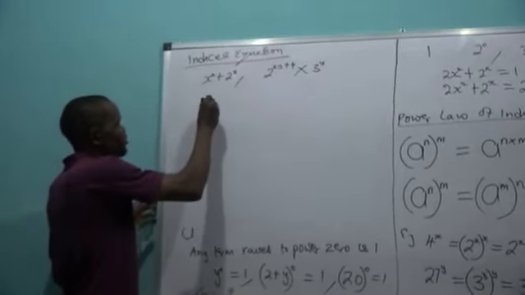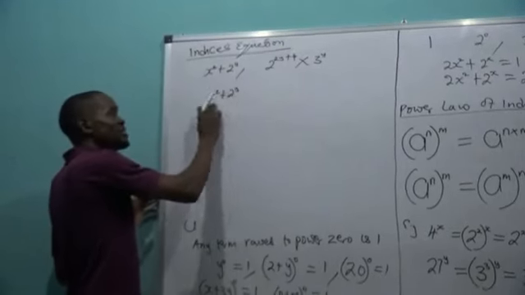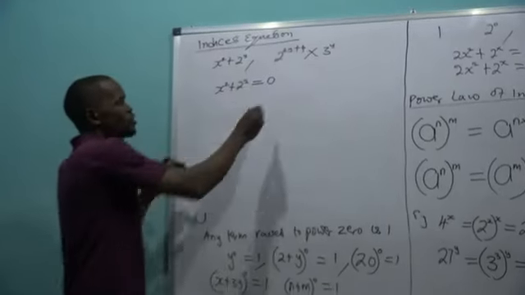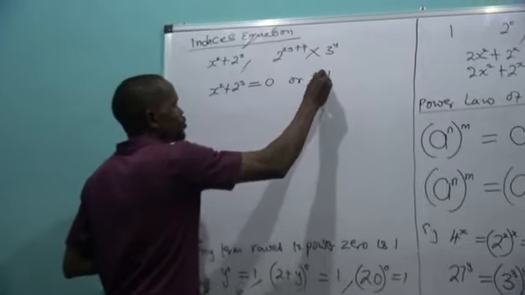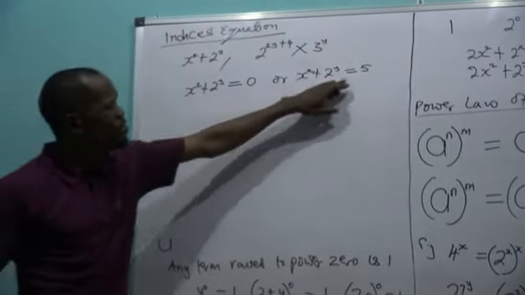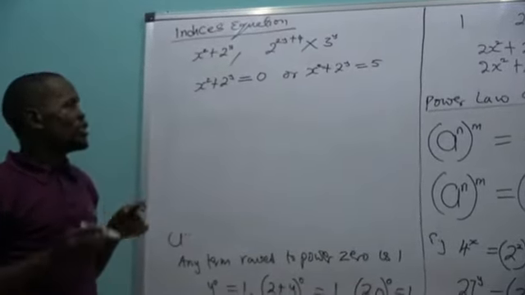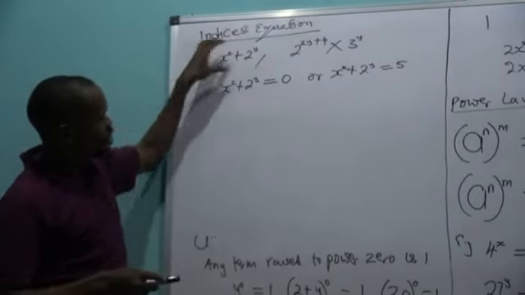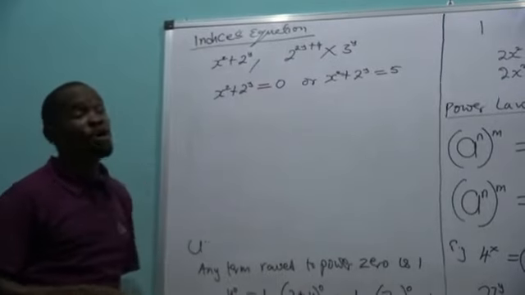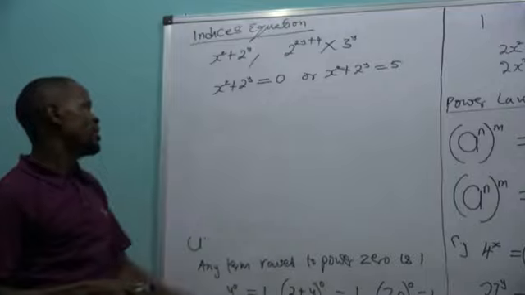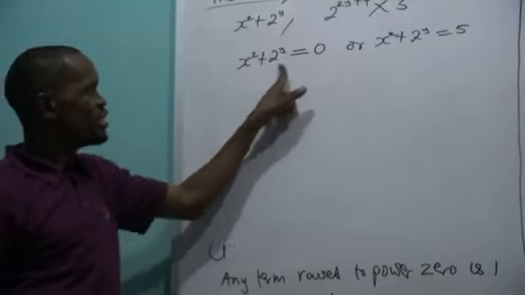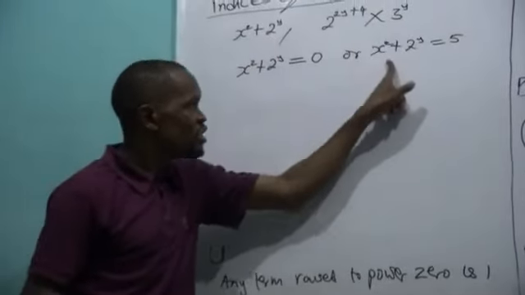If I have x raised to the power 2 plus 2 raised to the power y, this is an indices expression, but immediately I say it is equal to 0, or equal to 4 or 5, I equate it to any number, it becomes an indices equation. When I have an indices expression equal to any value, whether 0 or any other, it becomes an indices equation. So this is an indices expression, this is an indices equation.